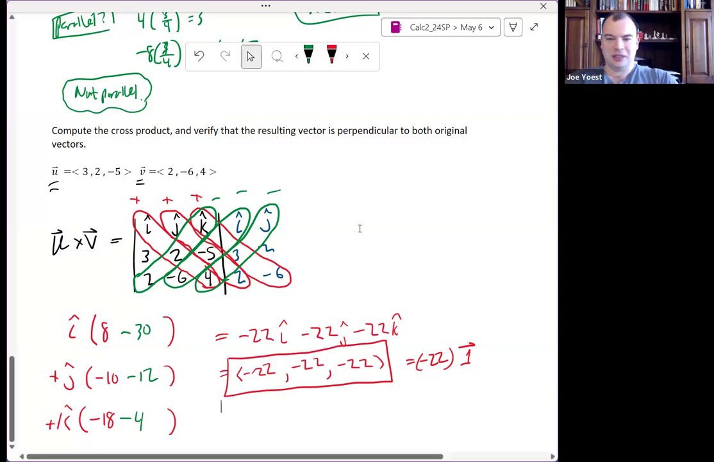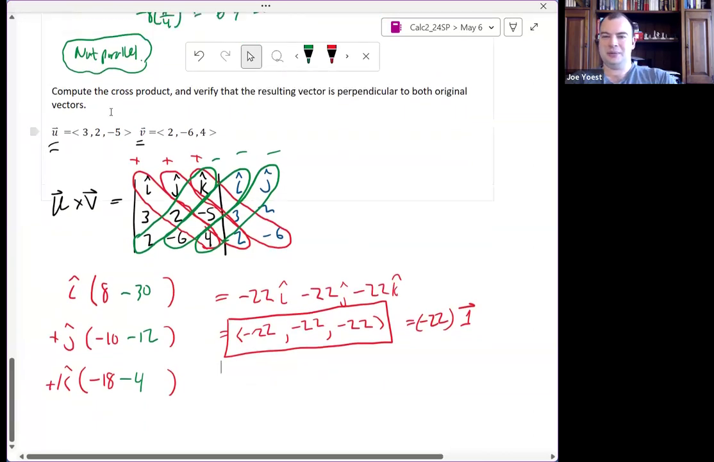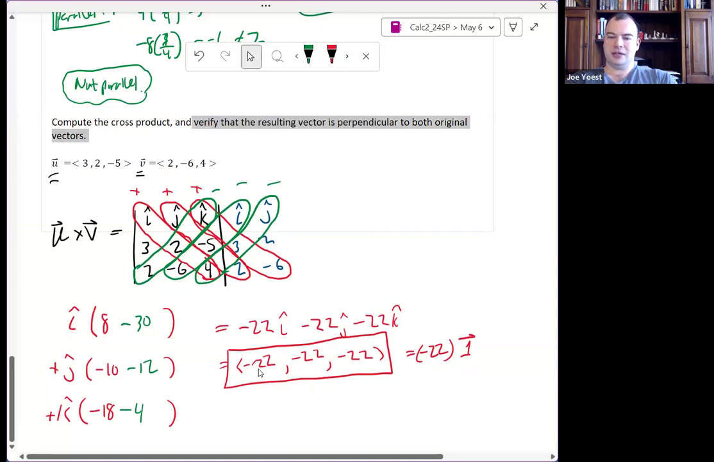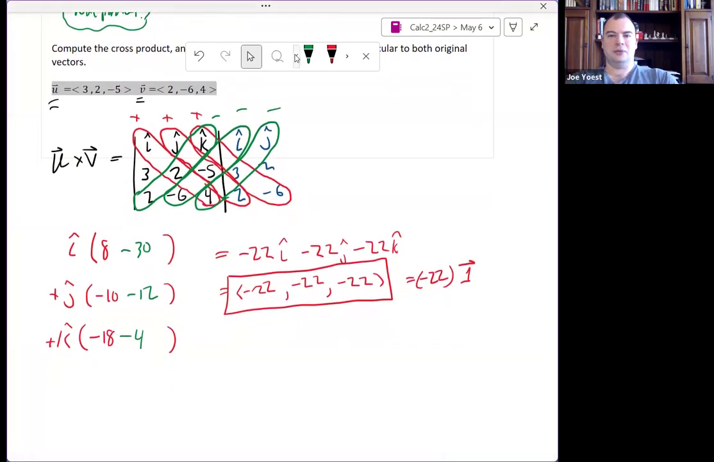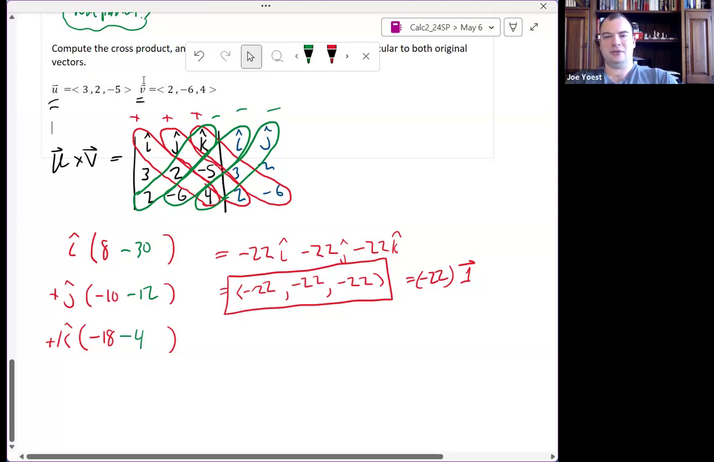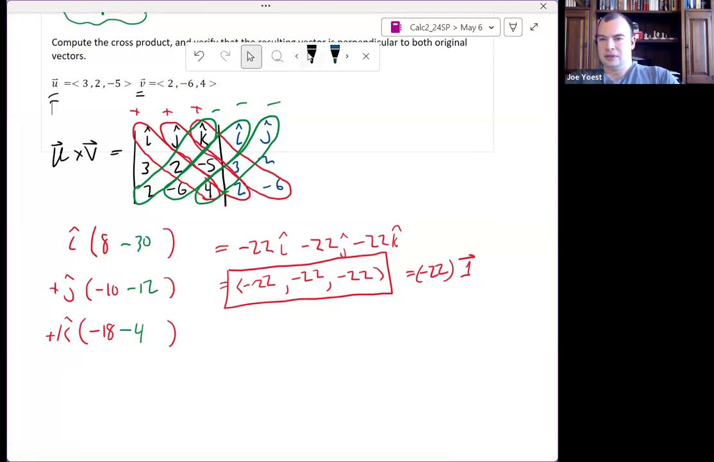Obviously, I tried to make it easy on myself to check and to do the next couple of steps. We also want to verify that this vector, -22, -22, -22, is indeed perpendicular to both of these original u and v vectors. That was one of the characteristics of the cross product that we had mentioned last time. Let's verify it in this example. In other words, I want to take the dot product of this vector with u and show that that's 0, and take the dot product of this vector with v and show that that's 0. So let's call this W. W is u cross v.